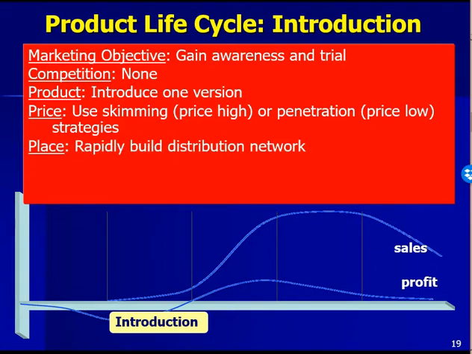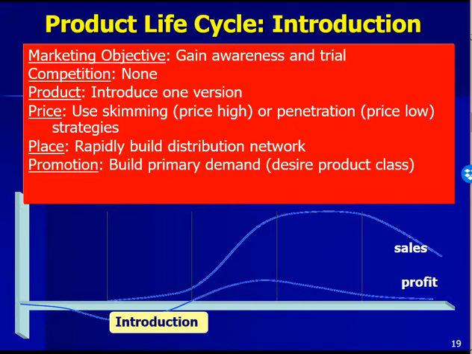In terms of distribution, obviously we want to build our network that fits our target market and how they want to receive the product. And for promotion, we want to build what's called primary demand, which is demand for the entire product category, not necessarily demand for our brand. So we're basically introducing our brand and the product category to consumers during this stage. So obviously we're going to expect negative profits here, or losses.